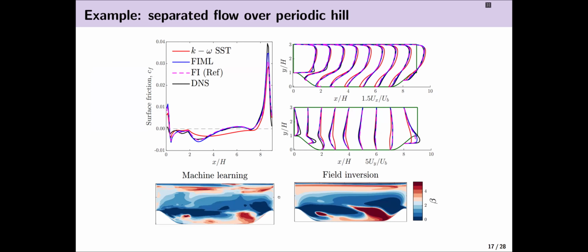And then in terms of the beta field, I'm showing a case where I've actually performed field inversion using the available DNS data, which is this contour here. And this one is based on the neural network predictions. We can see that they're broadly similar, but the field inversion result is much smoother. However, it doesn't really affect the overall predictions of the quantities that we're interested in too much, so we can still use it for other cases.